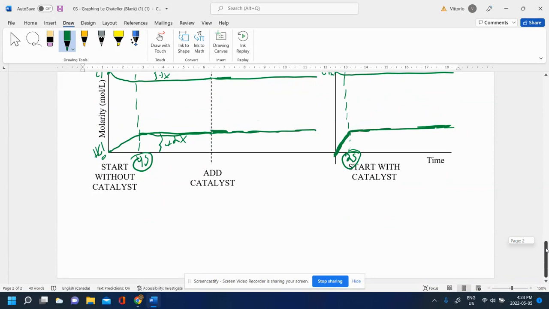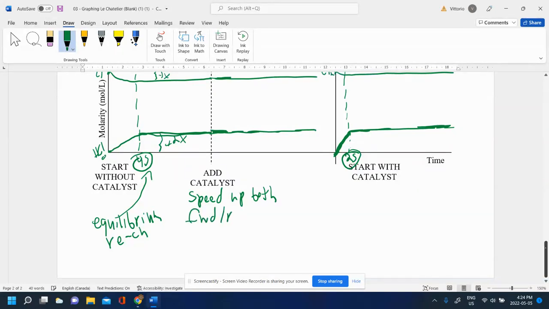So essentially, here is where the equilibrium is reached the first time when I didn't have a catalyst at the beginning. And once I've reached equilibrium, if I try to add a catalyst in, it will speed up both the forward and the reverse reactions at the same rate, essentially. They both speed up to the same factor. But we will see no change in concentration.